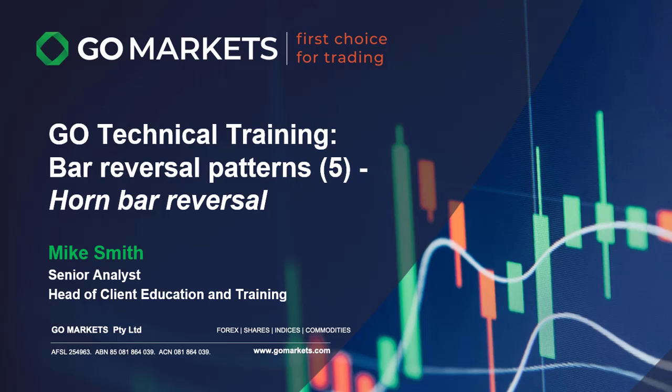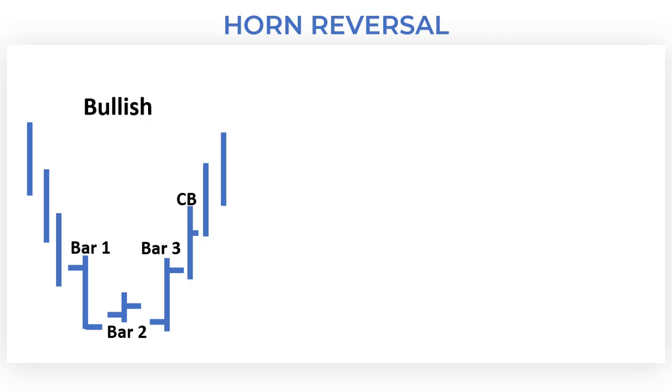This is the fifth in the series, and today we're looking at the horn bar reversal. Now this is very similar to the two bar reversal we talked about in a previous session, or the pipe as it's sometimes called. And you can see the similarity in that we've got two long bars. The difference with the horn and the two bar reversal is we've got this stray bar in the middle.